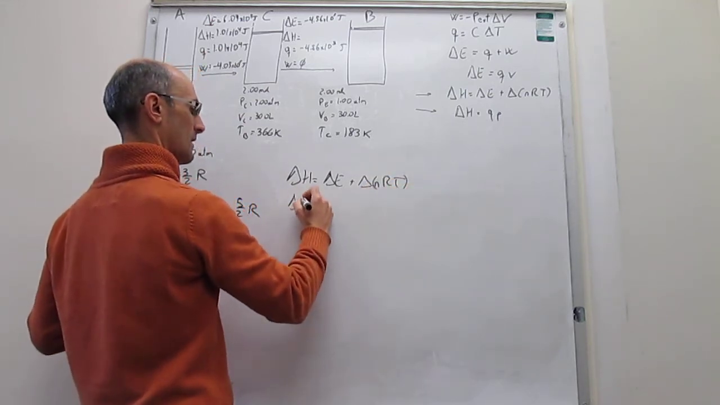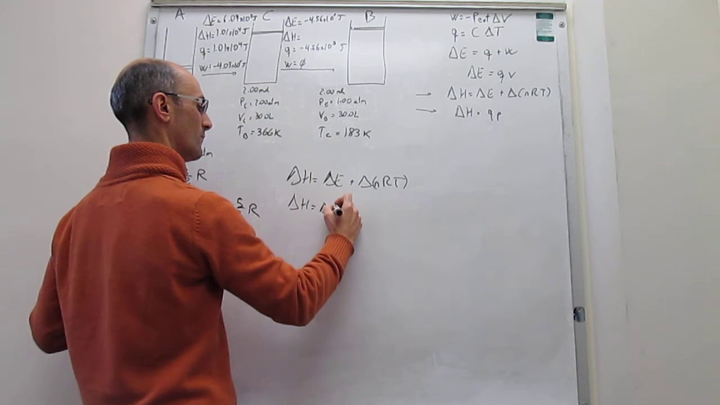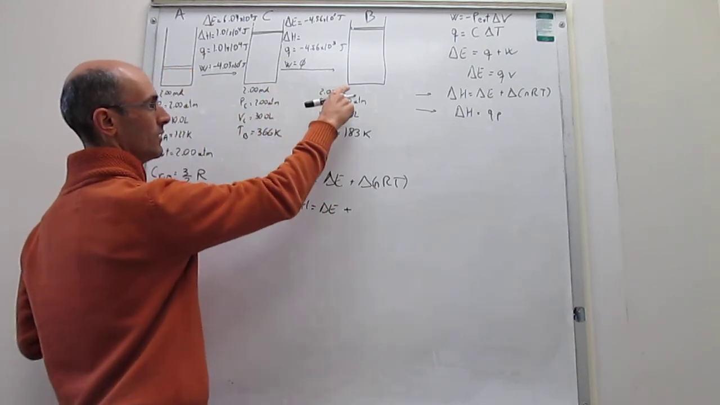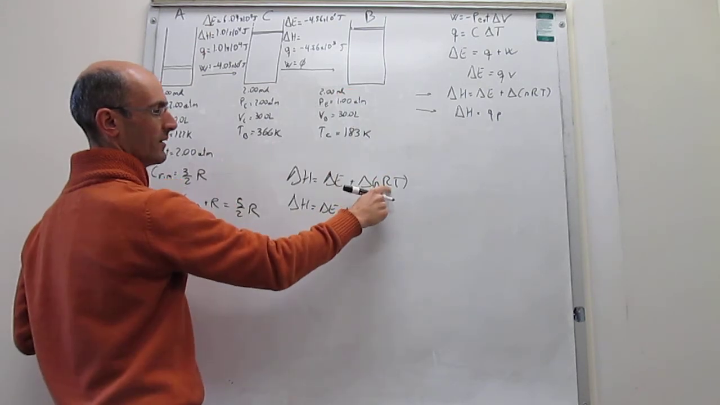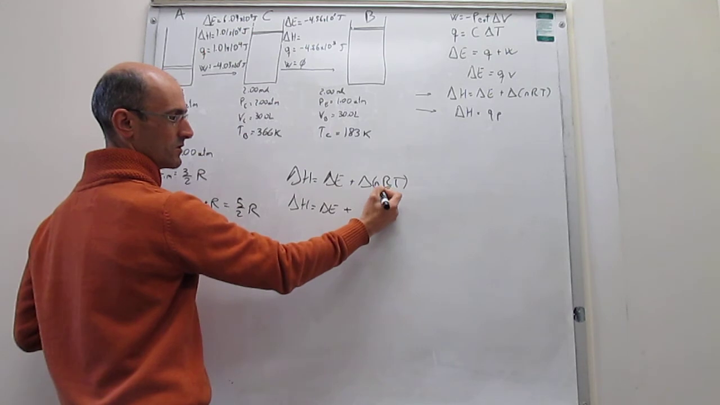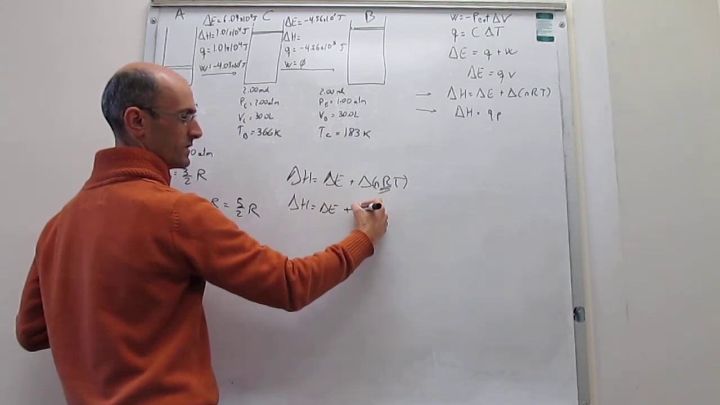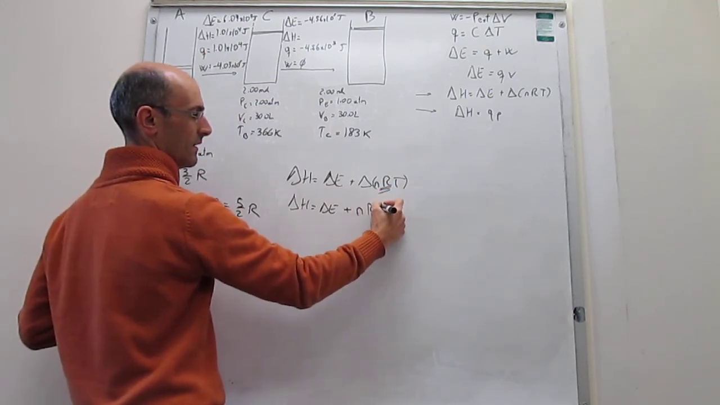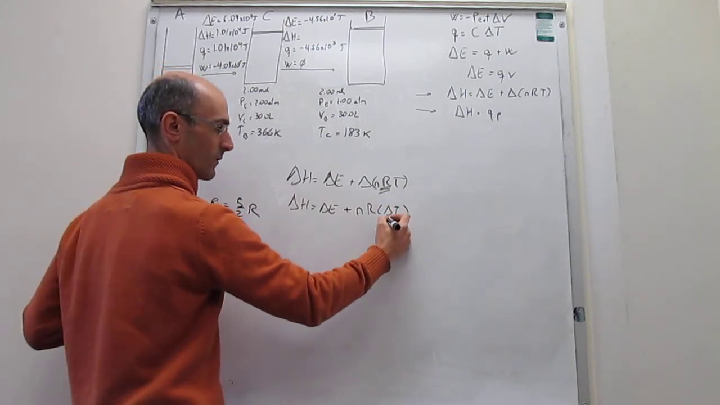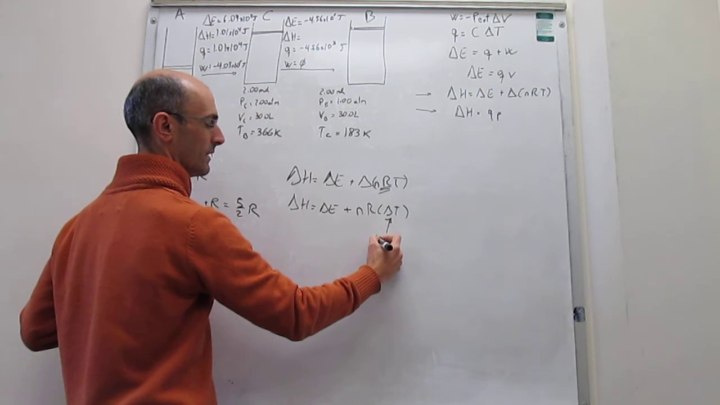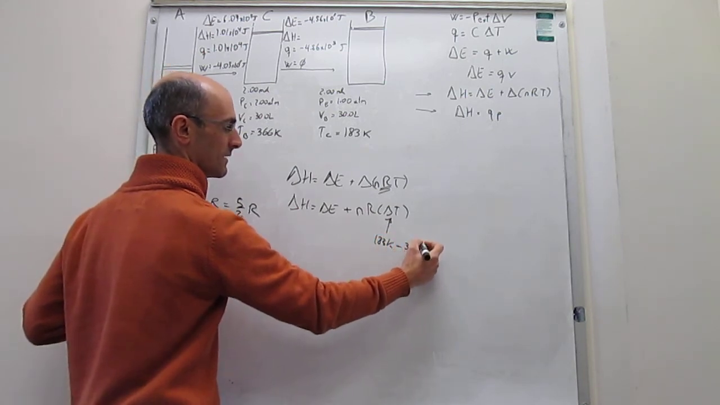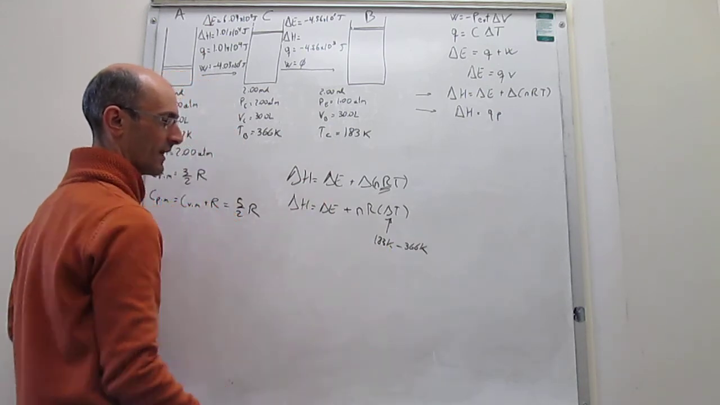Something interesting here is that the number of moles doesn't change. You have 2 moles to start with, 2 moles to finish with. R is a constant, so there's not going to be any change in those two numbers, which means that this is the same as nR delta T. And this delta T we already know: it is 183 Kelvin minus 366 Kelvin. So we actually have everything.